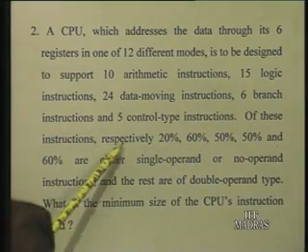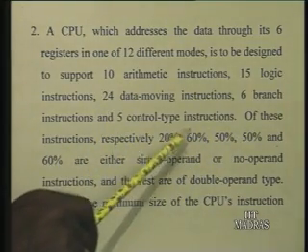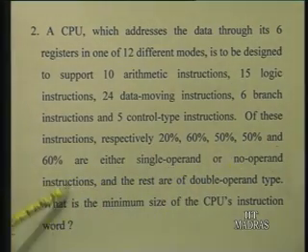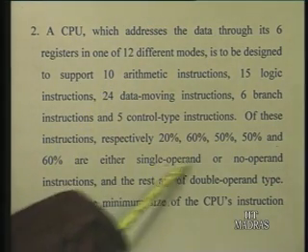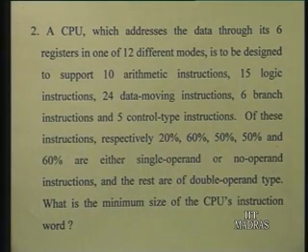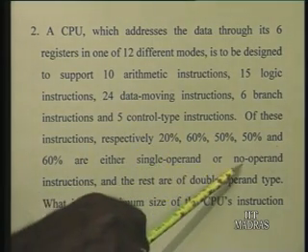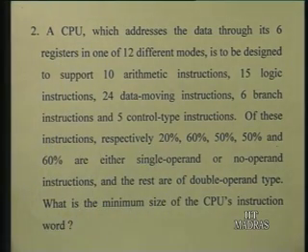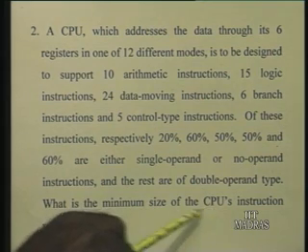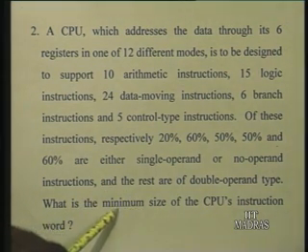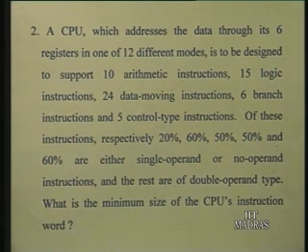Now, of these instructions respectively, it says for arithmetic instruction 20%, and so on. All these are either single operand or no operand instructions, that is, they have been grouped. The single operand and no operand instructions have been grouped here, and the rest of them are double operand type. So, again we are back to the n operand case: 0 operand, 1 operand and then 2 operand case. Now, it says what is the minimum size of the CPU's instruction word. We will note this point, minimum size, and I will talk about it again later.